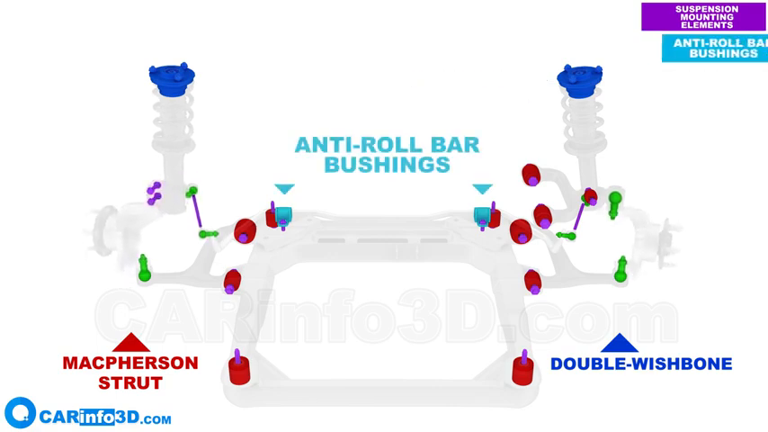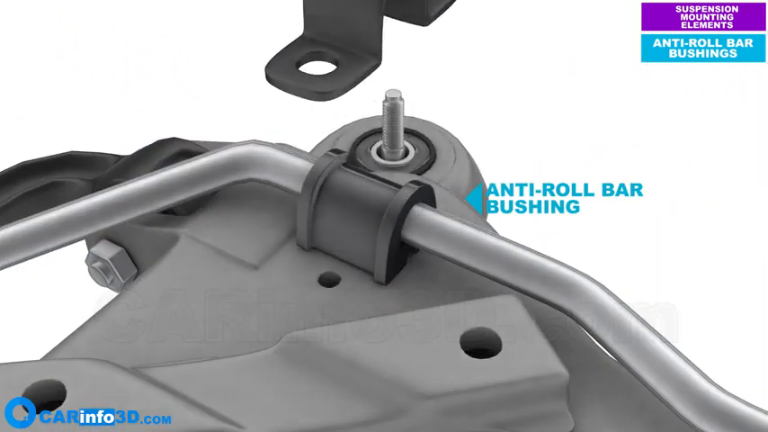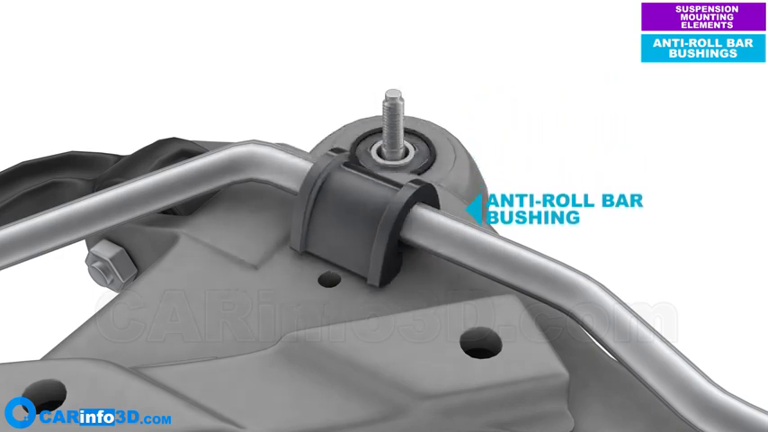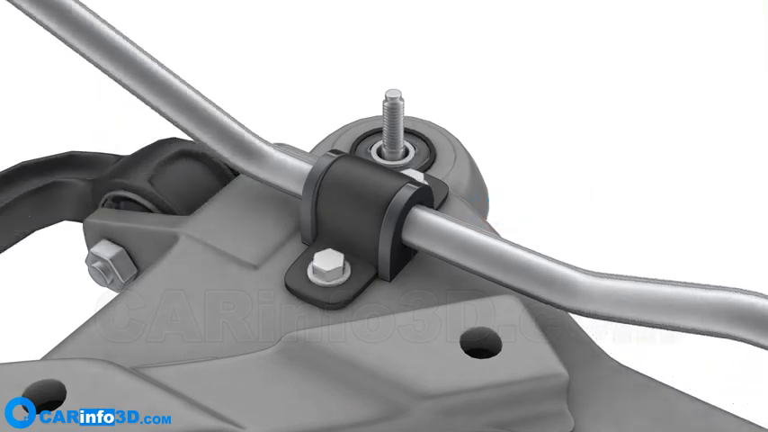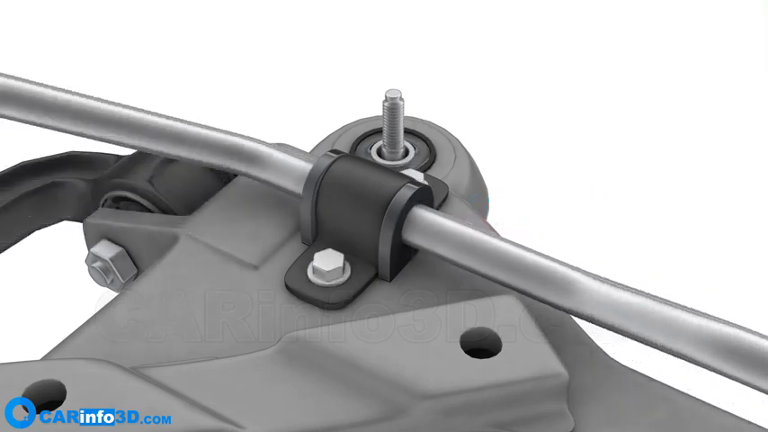Moving on. The anti-roll bar bushing is quite similar to the rubber bushing. It features a cut that enables it to be mounted on the anti-roll bar before being attached to the body or frame. The anti-roll bar can freely rotate within the bushings.